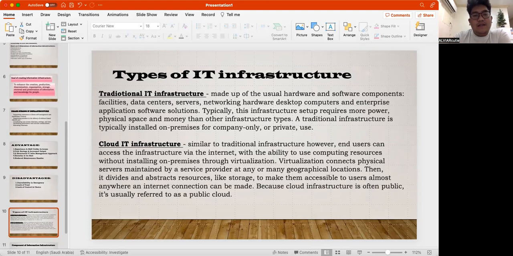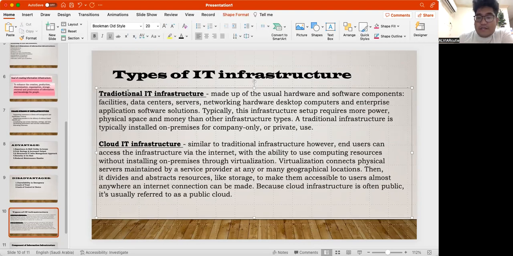So, for that, we have also the types of IT infrastructure. So, number 1 is traditional IT infrastructure, and the cloud IT infrastructure. So, pag sinabing traditional IT infrastructure, made up of usual hardware and software components, facilities, data centers, service, networking, hardware, desktop computers, and enterprise application software solutions.